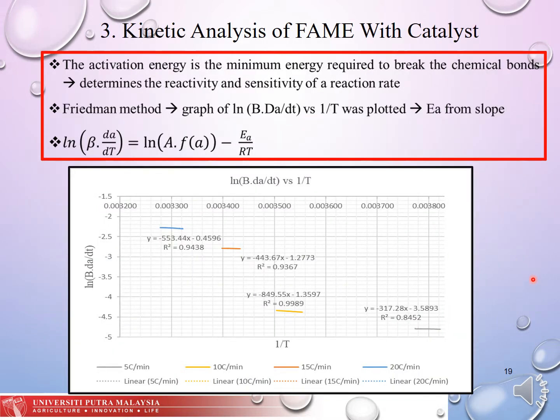So moving on to the kinetic analysis of flame with catalyst. In order to find the kinetic study, which is the activation energy, we need an equation. So a Friedman equation, which is ln beta, where beta is the heating rate, dA/dt is the conversion rate, A is the Arrhenius equation, f(a) is the function of conversion, Ea is the activation energy, R is the gas constant and T is the temperature. So this equation was used to plot a graph of ln heating rate times conversion rate versus 1 over temperature. Therefore, the slope of the curve is the Ea over R. So we can obtain the Ea from the slope by multiplying with the gas constant.